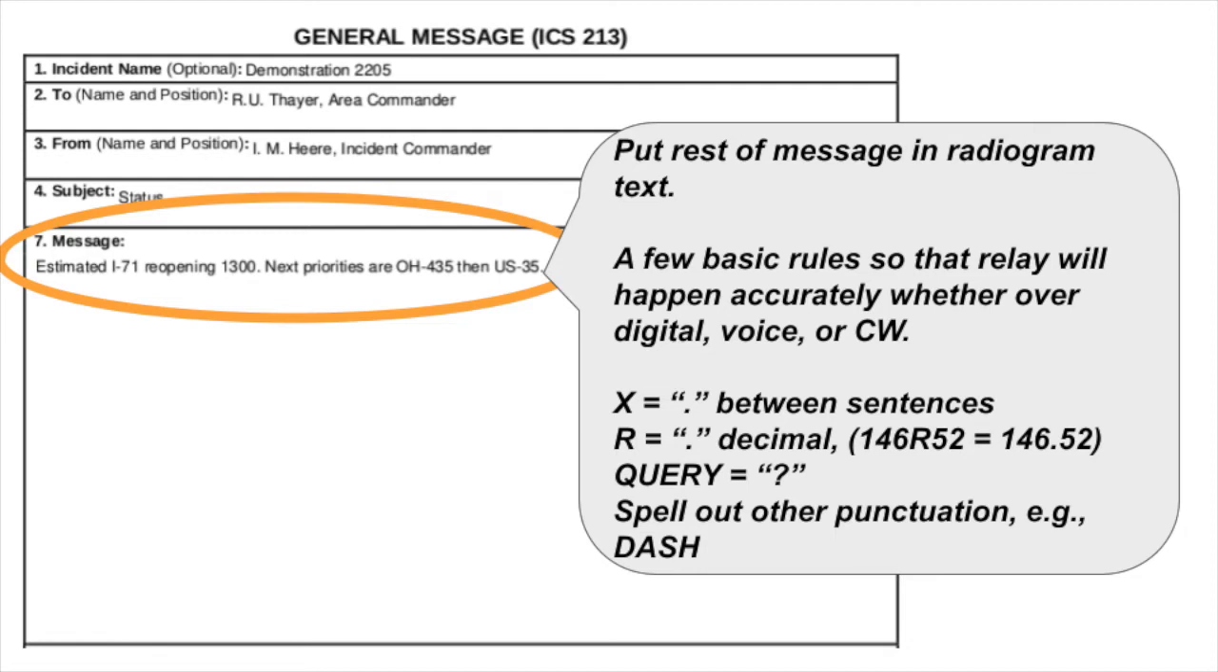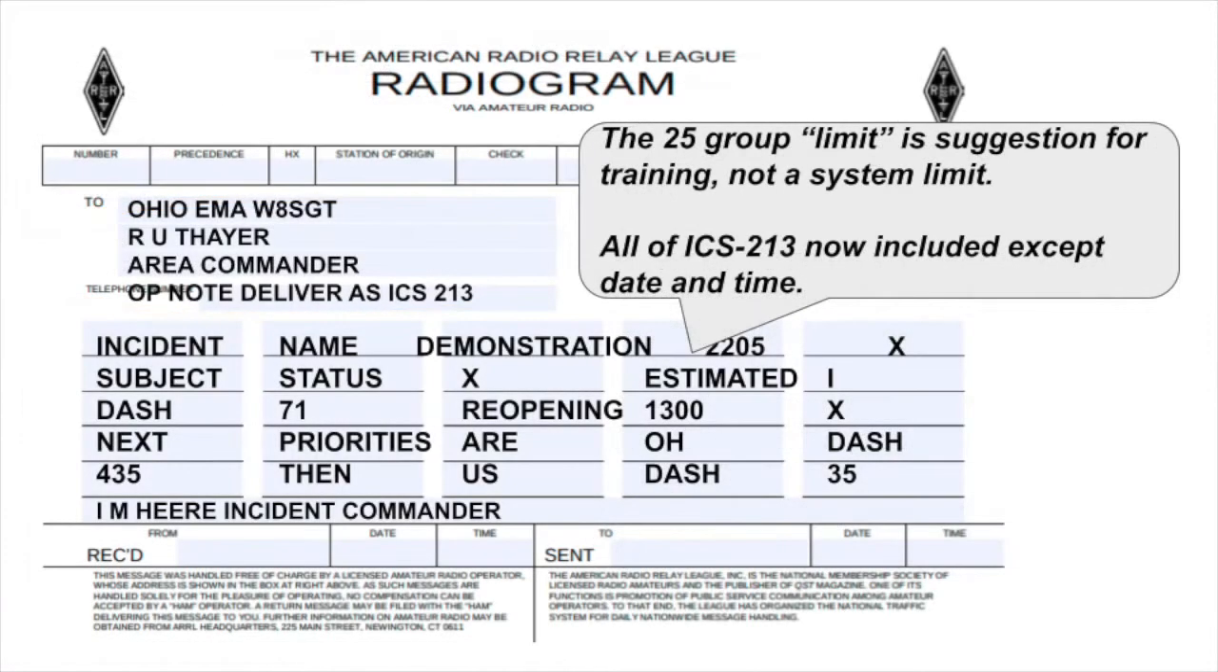The word query is used in place of the question mark character. This is because the question mark means something in CW procedure. It's the equivalent of I say again. Other punctuation is spelled out in a group by itself, such as dash, which is spelled out DASH in a group. Note that the message in this case is able to fit into 25 groups.